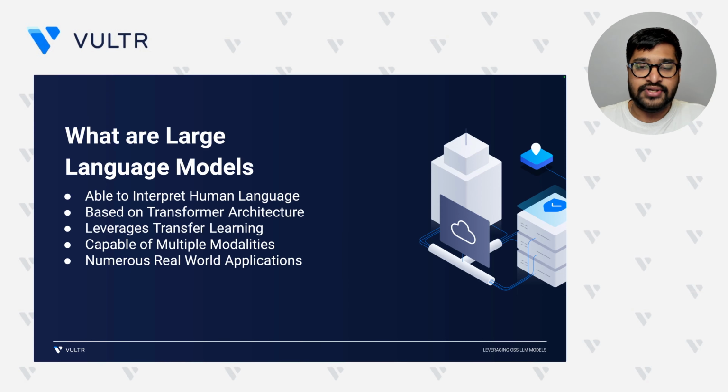Large language models are designed to understand human language. With the help of their transformer architecture, they can process language like a human brain. They leverage transfer learning to learn and improve from vast amounts of data over time. This adaptability and flexibility enable LLMs to excel in various modalities and real-world applications like image, text, and audio.